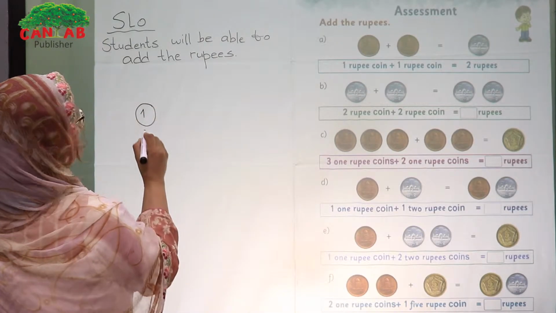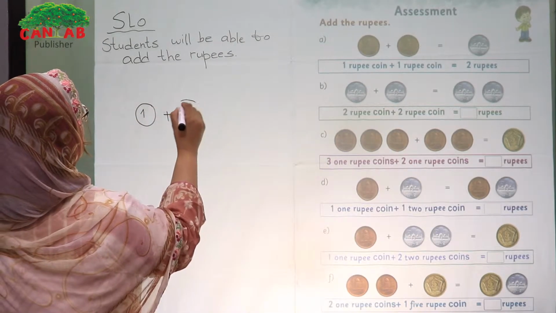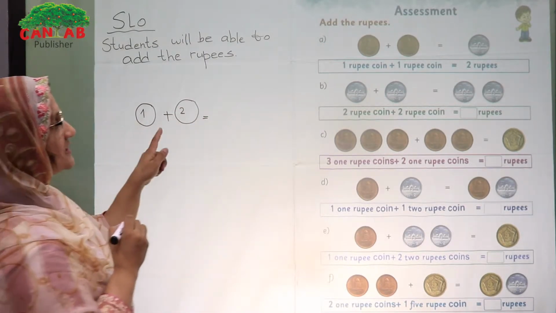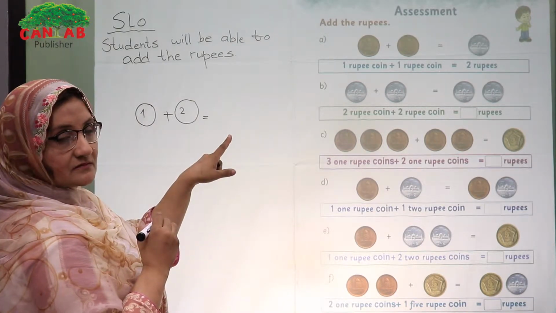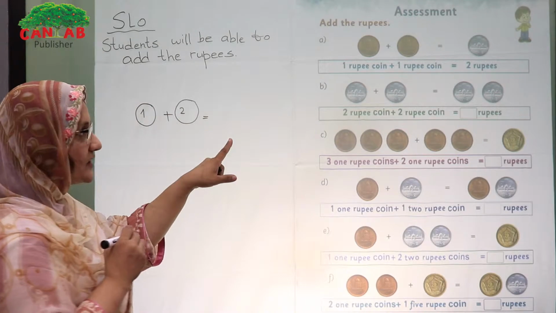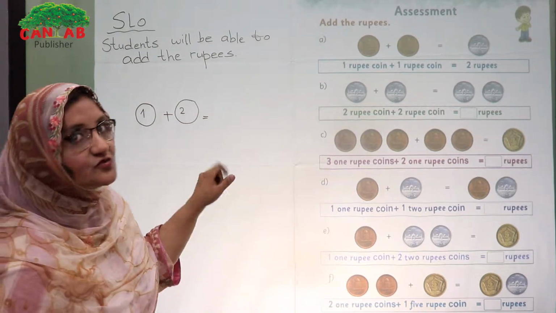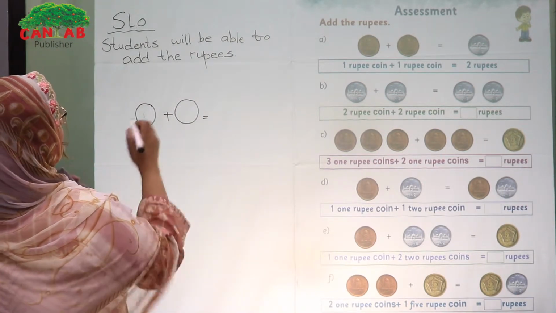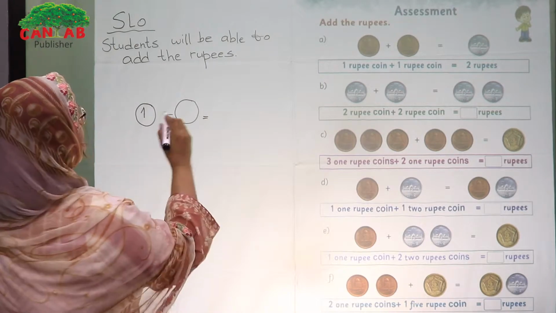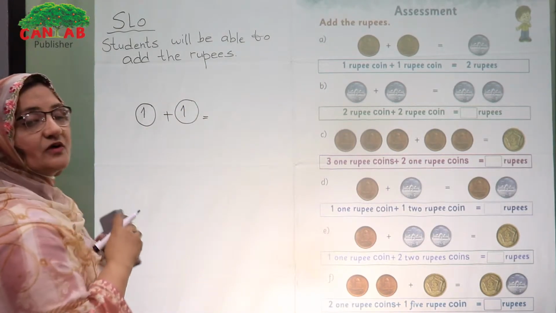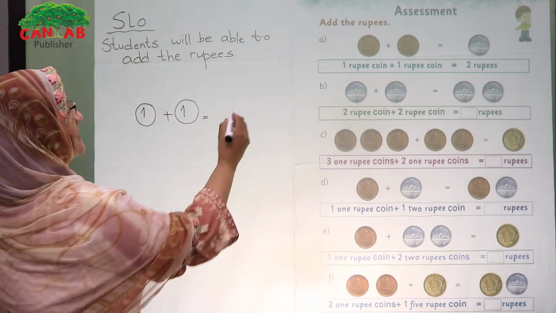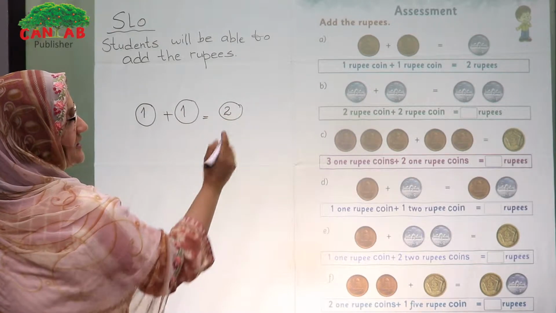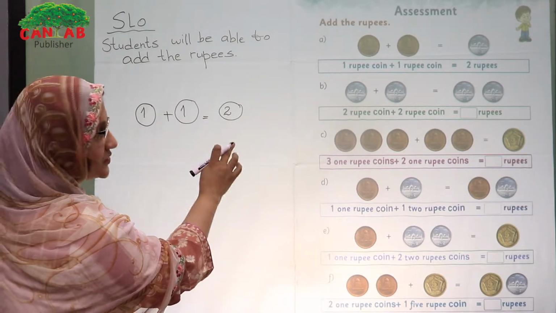Now look at here. Suppose this is a 1 rupee coin, and suppose this is a 2 rupee coin. Who is going to tell me what 1 plus 1 makes? 3 rupees, but we are not having a coin of 3 rupees. So I have to change my question. I am having a 1 rupee coin and my friend is having another 1 rupee coin. Now who will come and solve it? Come. 1 plus 1, 2. Good.